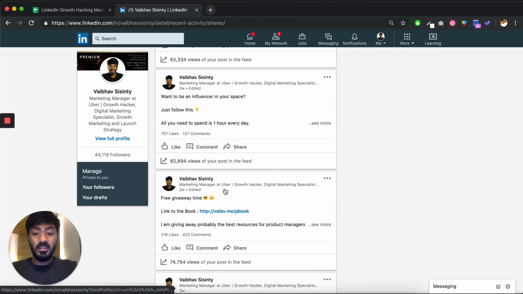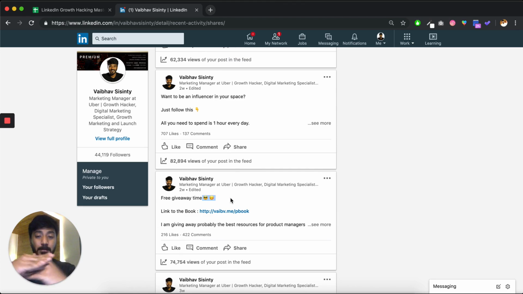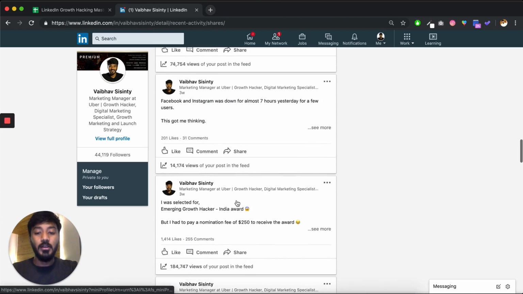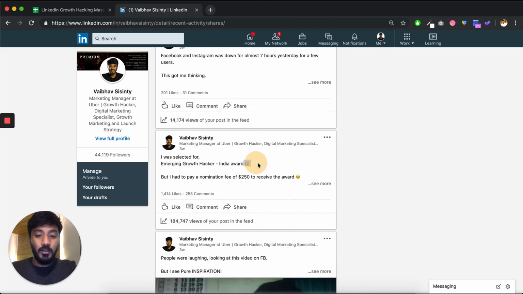But again, the other thing that I do is use a lot of emojis, because it clearly makes a distinction between line 1 and line 2. With the space, with the emoji, it just works, and also conveys the emotion, right? If I'm upset, for example, look at this post. I was selected for Emerging Growth Hacker India award, but I had to pay a nomination of $250 to receive the award.